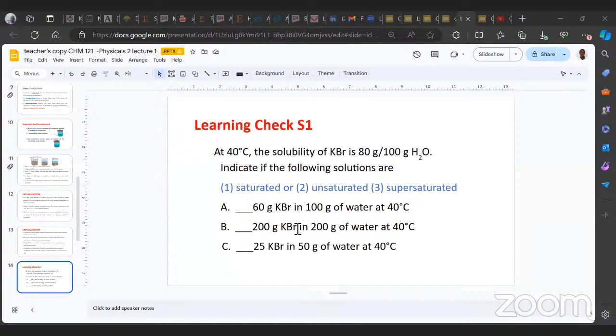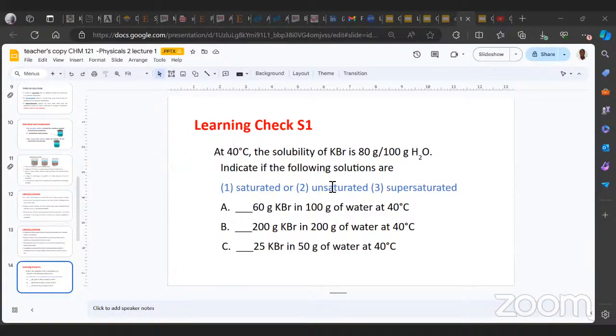How about B? B is what? 200 grams of water. Supersaturated, yes, because it's 80, it has exceeded 80. C is what? C is not supersaturated. Look at C, it is 25 grams. C is unsaturated. So it will be 50 grams in 100 grams. C is unsaturated.